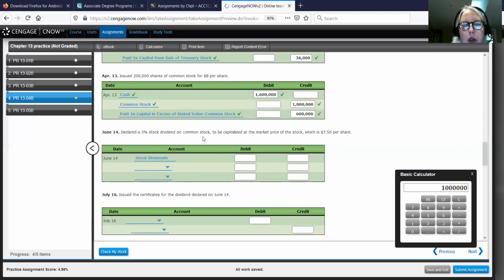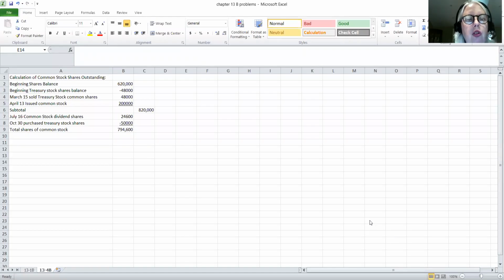So if you'll bear with me for just a minute, I'm going to stop sharing this screen and I'm going to share with you an Excel spreadsheet that will show you how to calculate this 3% stock dividend. So I'm going to stop sharing this for just a second. I'm going to share my screen again, and I'm going to pick up Excel and share this with you. So now you should be seeing an Excel spreadsheet.